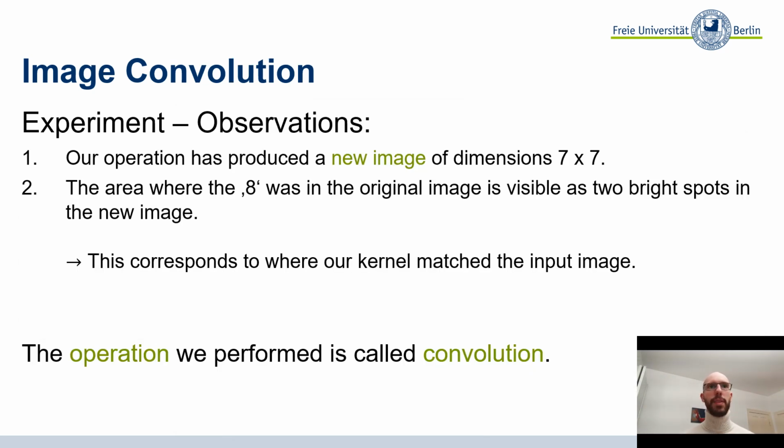So what are the observations from this experiment? Our operation has produced a new image of dimension 7 times 7, and the area where the 8 was in the original image is visible as two bright spots in our new image. That's quite interesting. The operation that we just performed is actually what is called a convolution. This computing of the dot product and shifting our patch, or our kernel as we call it in convolutional neural network architectures, is what a convolution is.